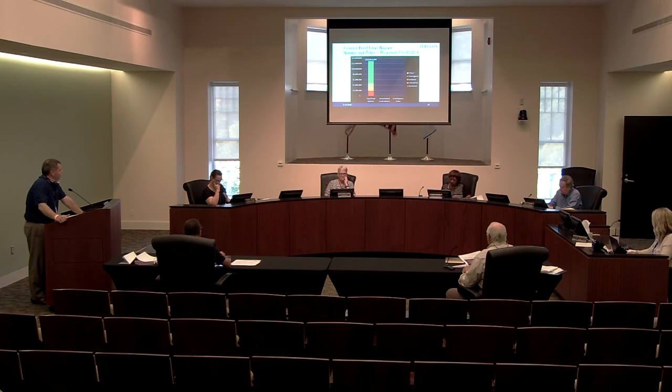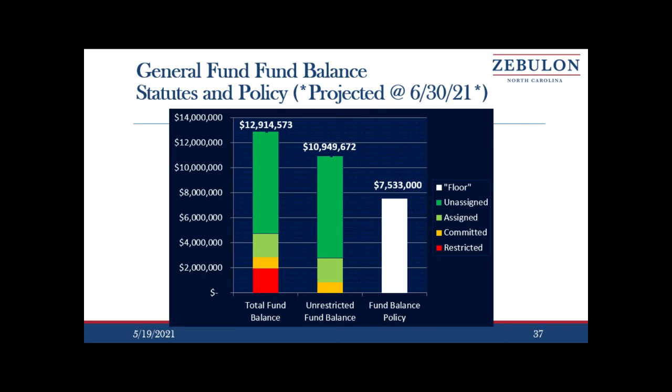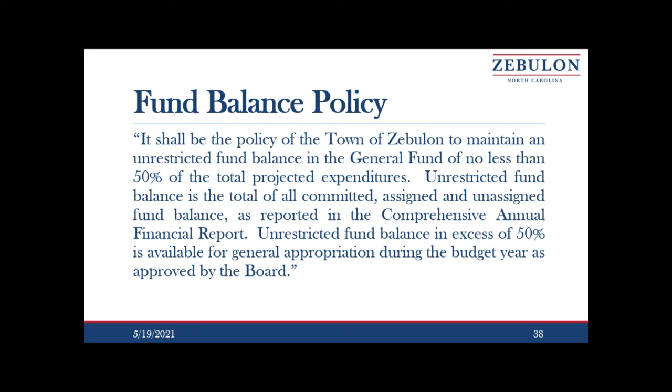And now we're going to take a look at my projections for June 30, 2021 numbers. You see here, I have a projection of about $12.9 million on the total fund balance. Of that, just shy of $11 million would fall into the unrestricted categories. And based on the recommended budget of $15 million and change, that would put our 50% floor based on our policy at about $7.5 million.